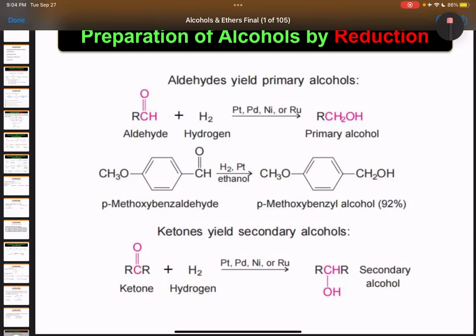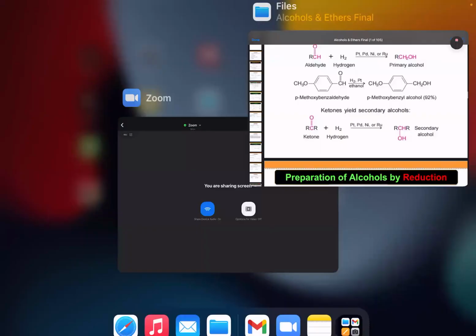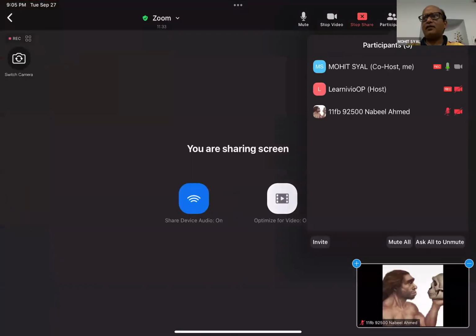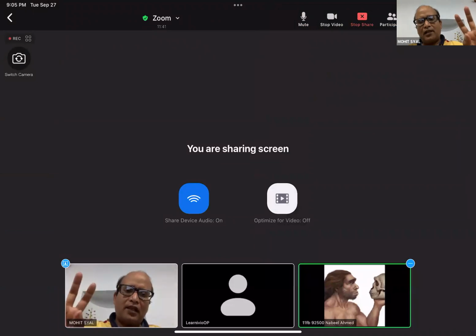And this is catalytic hydrogenation. The most famous catalyst is Ni, which is the most reactive. Platinum and palladium are the other catalysts. And if you take ketone, what are you going to get? If you take ketone, you are going to get a secondary alcohol because you have two alkyl groups. Is it clear, Nabil? Yes, sir.